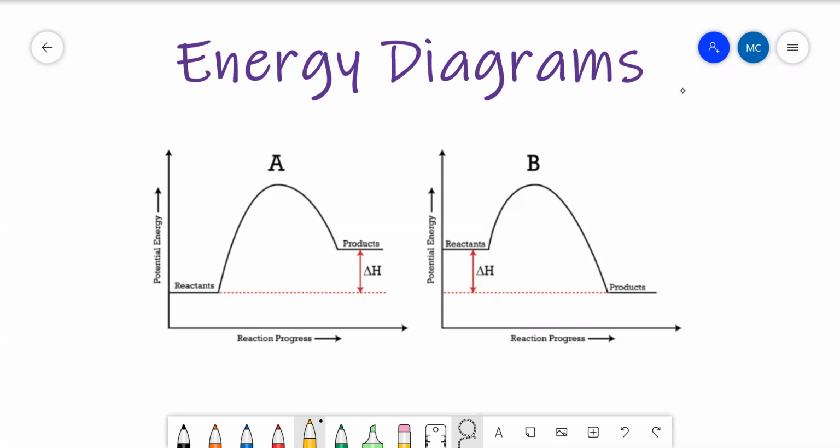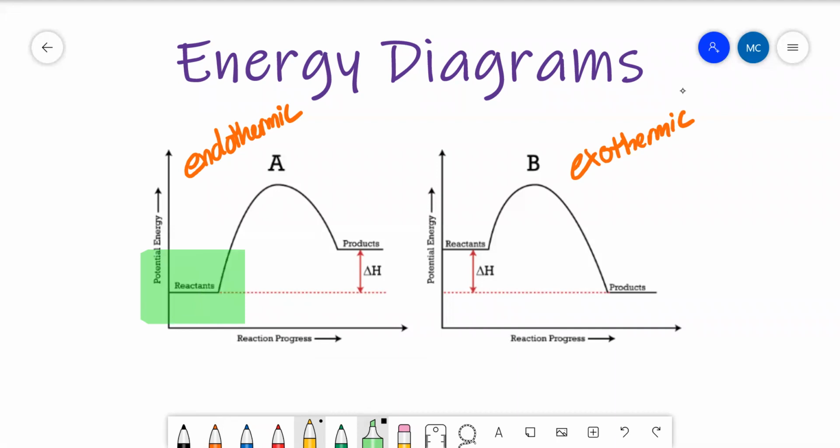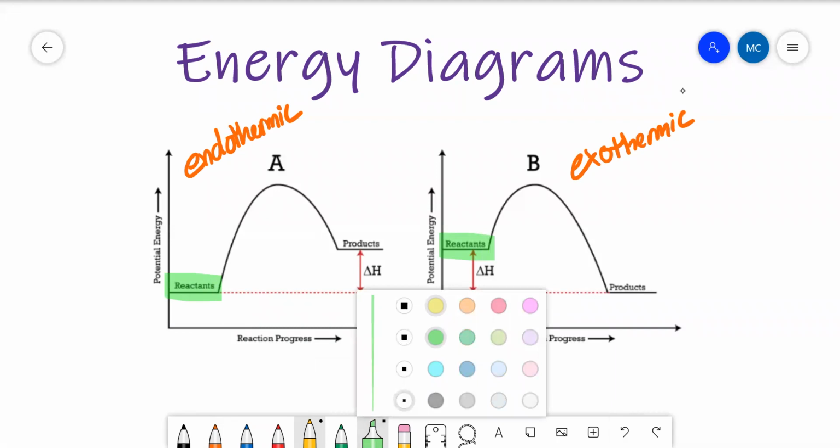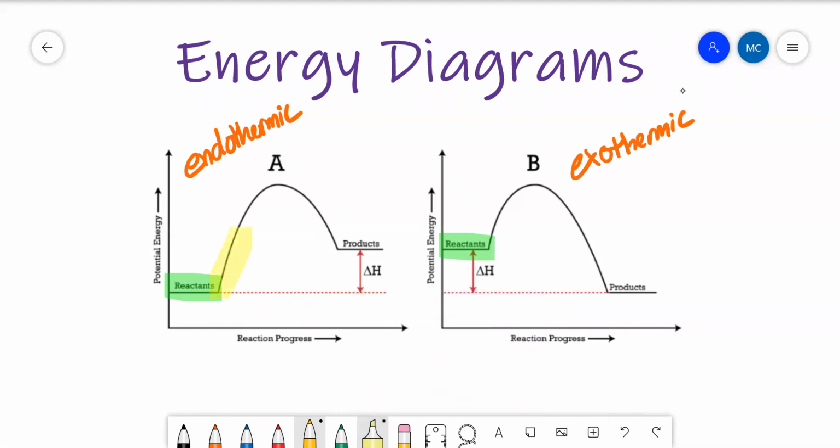This is for an endothermic reaction, and this is for an exothermic reaction. So let's see what happens. In both reactions, you've got your reactants, and you're going to have the bond breaking. Bond breaking is always going to be endothermic. It always requires energy, so we're going to go up in energy.